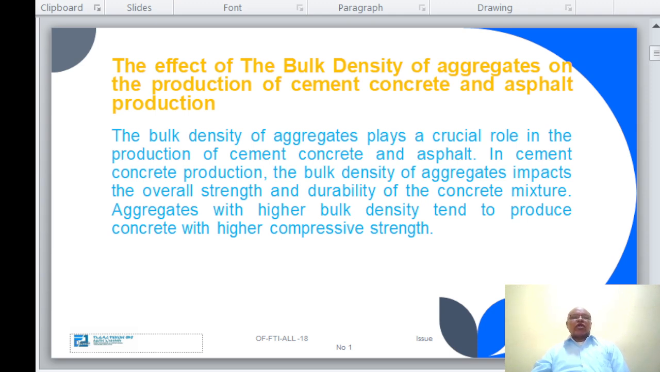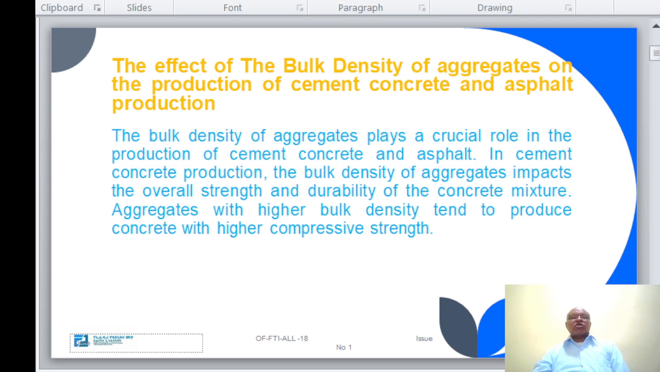Now, to conclude, the bulk density of aggregate significantly influences the quality and performance of concrete and asphalt in construction projects. By understanding and optimizing this factor, engineers and contractors can achieve stronger, more durable and long-lasting infrastructure.